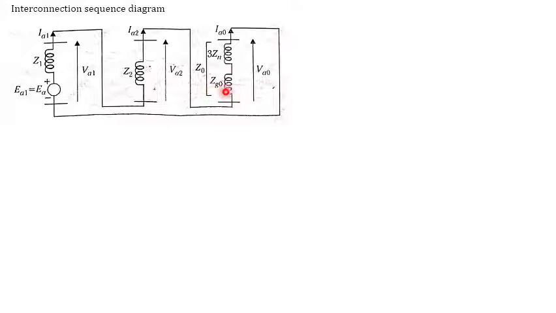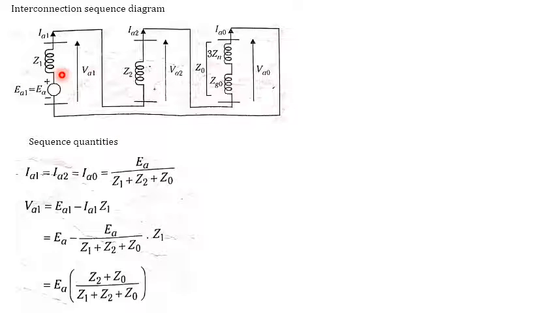Here you can see what the Z0 value is. Z0 consists of Zg0 plus 3Zn. We already derived why we consider three times the value of Zn. The current IA1 flowing is the same current flowing through the VA2 circuit, so it becomes IA2, and the same current flows into the VA0 circuit, so it becomes IA0. Based on this we can write these sequence quantities with the help of the interconnection sequence network diagram. IA1 is the same as IA2, which is the same as IA0.